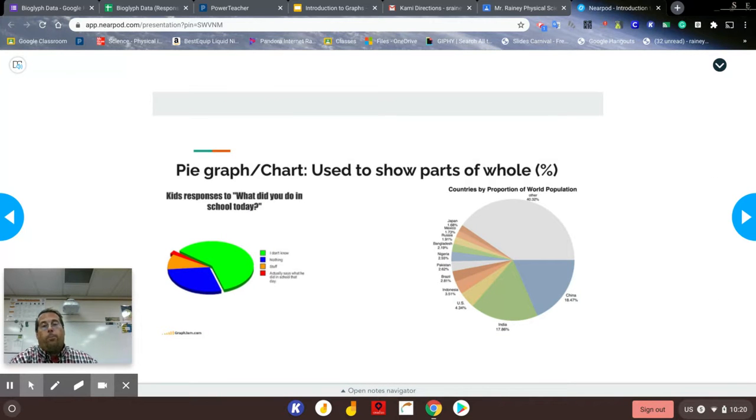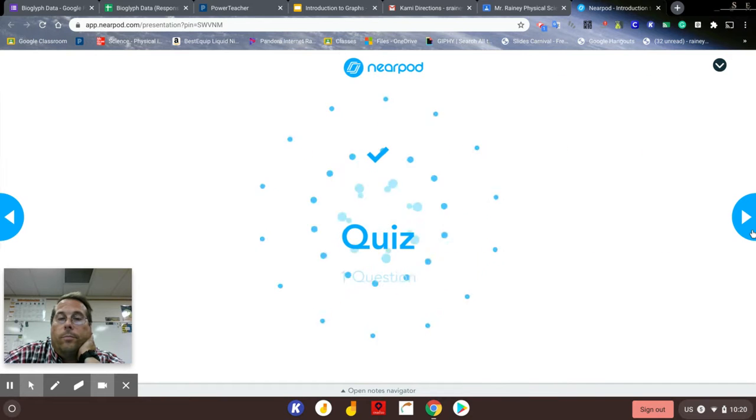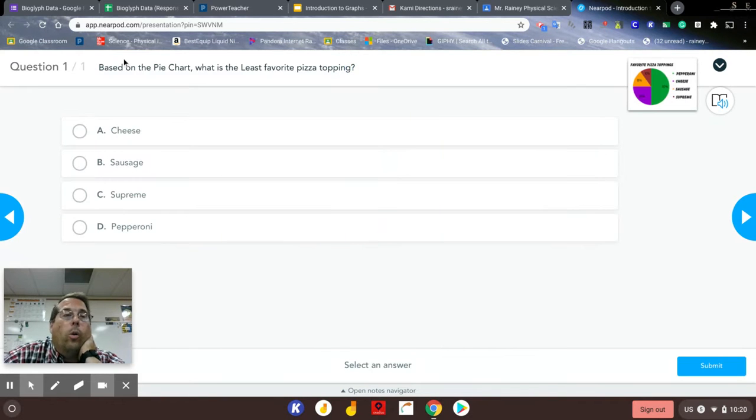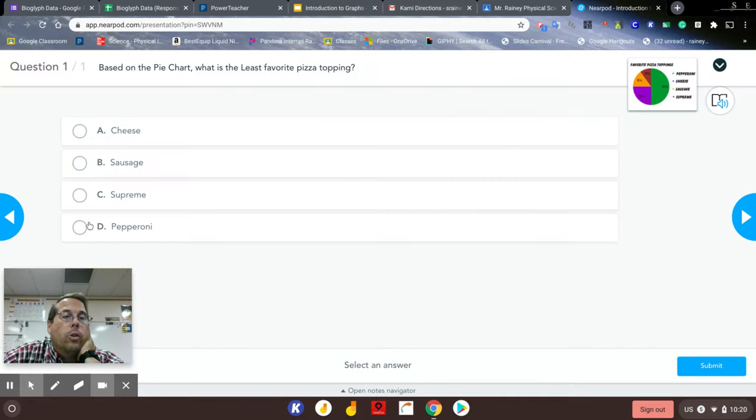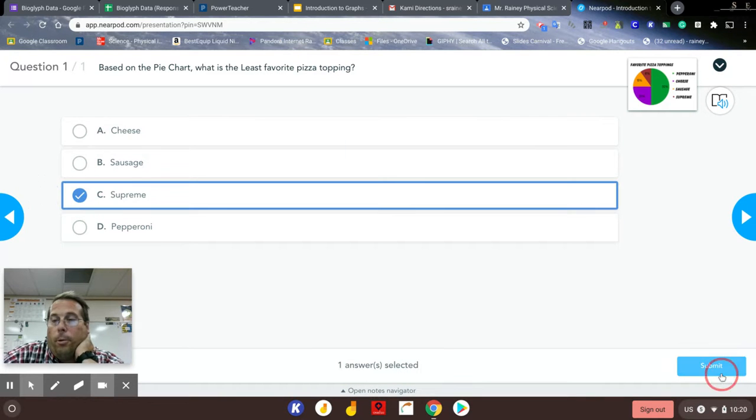Pie graph, remember it's parts of a whole. The key thing about a pie graph is if you see the percentages there, you should definitely know it's a pie graph. Okay, so based on the pie chart, what is the least favorite pizza topping? If I look at my pie chart, the smallest section is the Supreme pizza. So I'm going to say the Supreme is the least popular topping.